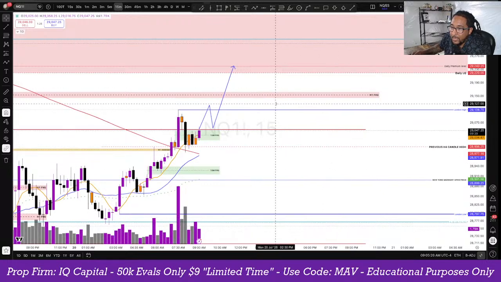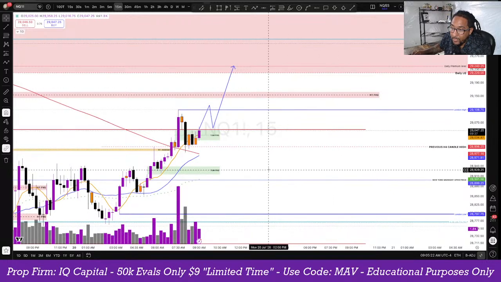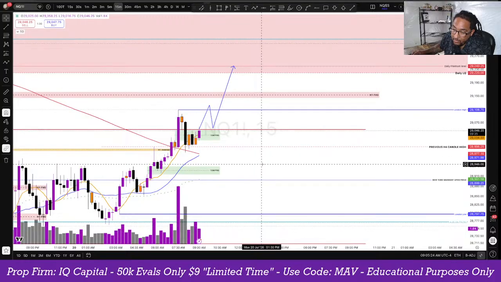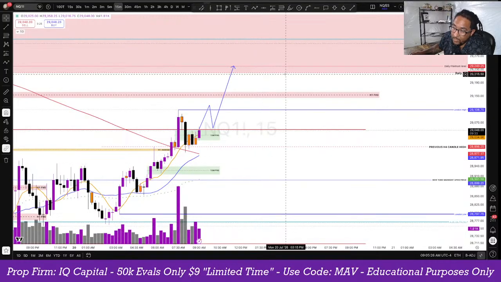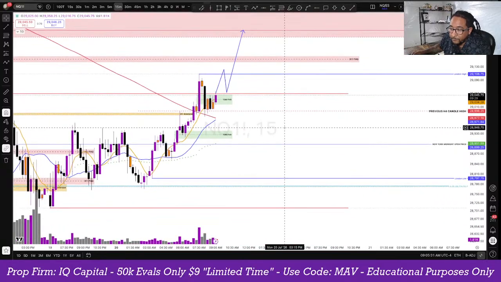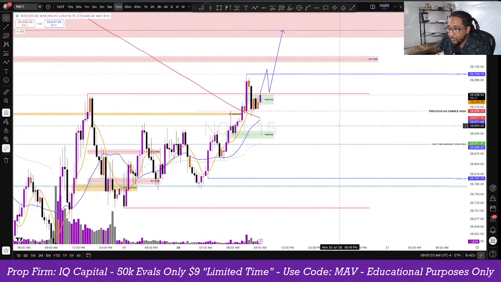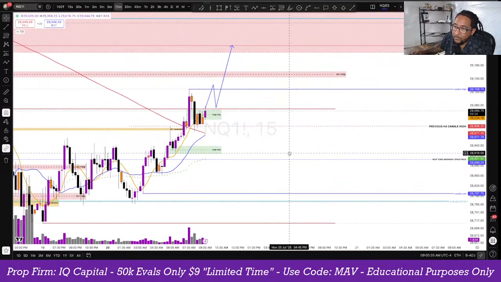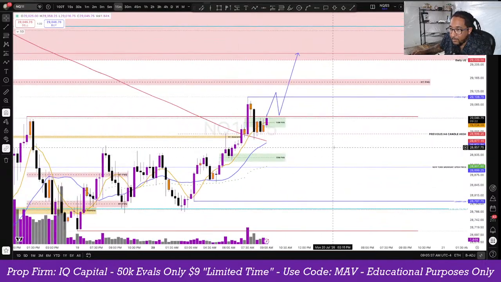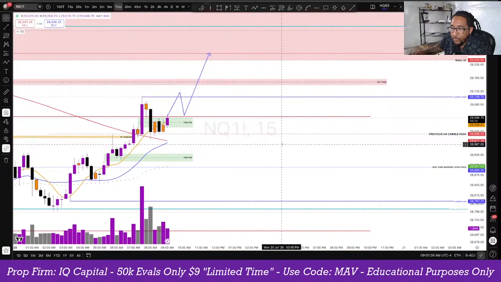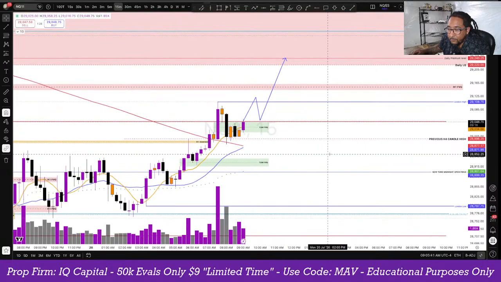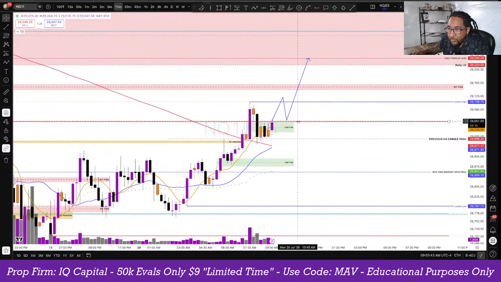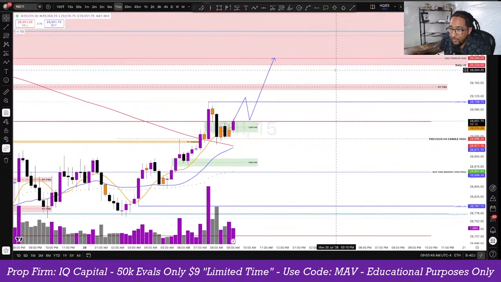and maybe retrace downward for another pullback, which could either create a higher low and continue higher, or we can continue with our bearish trend that's been created in the last week or so. But immediately speaking, that's what we're looking at. We're looking at some retracement to higher prices with a daily draw on liquidity at this daily bearish fair value gap.